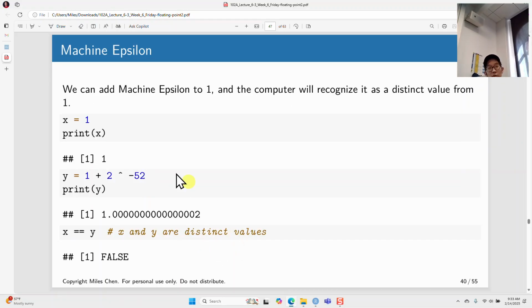Okay, so on the computer I can say, hey, x is the number 1, and I print out x and I get 1. And then y is going to be 1 plus 2 to the negative 52. And when I print y, and again I had to change the options to say print out 17 digits or 16 digits, the computer will print out 1.0002, and I say, hey, is x and y the same value? And the computer comes back and says, no, they are not the same. They are different. Okay, x and y are not the same.